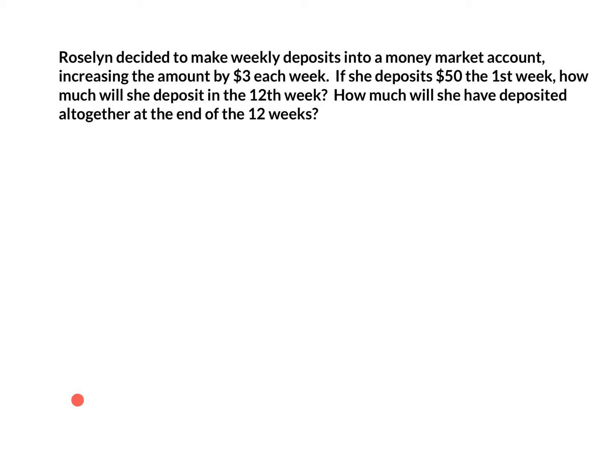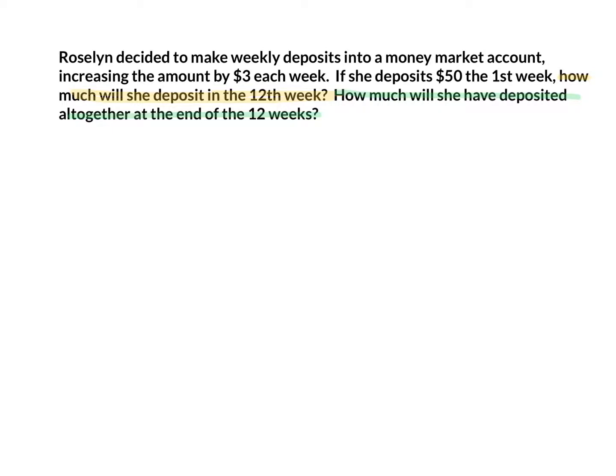Now, we also have to realize that this is a two-part problem, because not only does it ask how much she will be depositing in the 12th week, that's the a of n, found by doing a simple arithmetic function, it's also asking how much altogether she would have added to this account after the 12 weeks are done. So we have a two-part problem here.